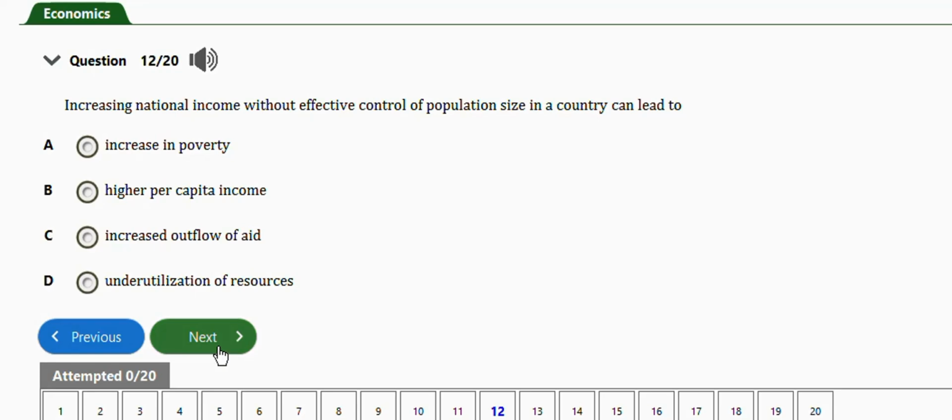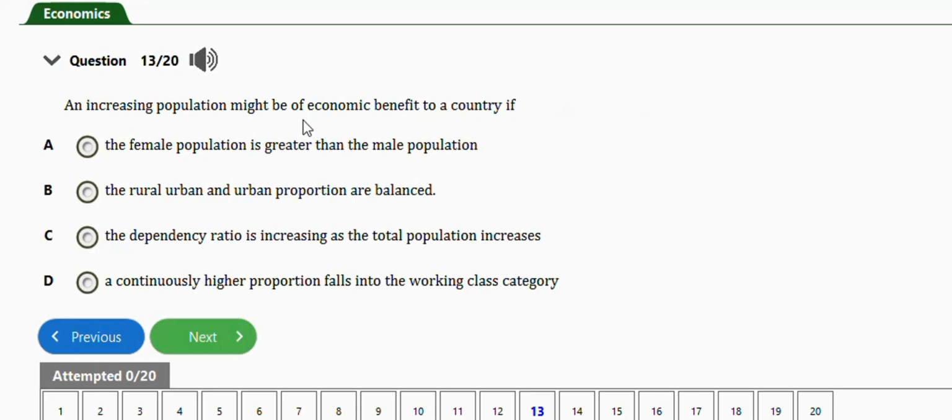Okay, next question is this one. Says an increasing population might be of economic benefit to a country if the female population is greater than the male population, the rural urban proportion are balanced, the dependency ratio is increasing as the total population increases, a continuously higher proportion falls into the working class category. Right answer is option D, if a continuously higher proportion falls into the working class category.